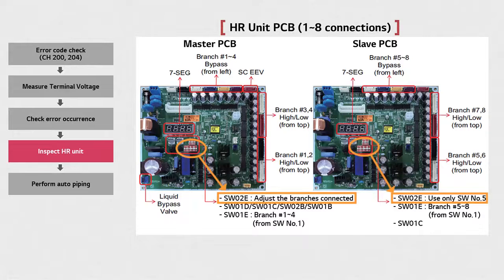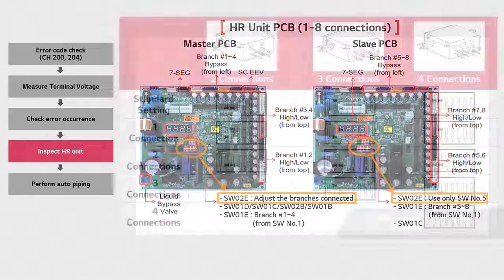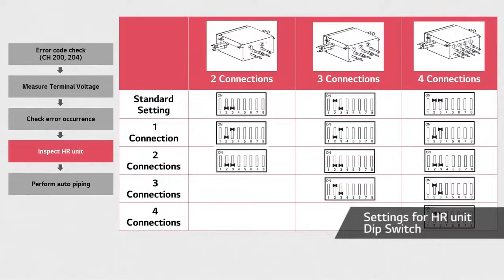On the other hand, for 8 branches HR units, the setting for the indoor units can be done by modifying the master main PCB's dip switch, number 2, 3, and 4. A picture of an 8 branches HR unit's PCB is shown. The dip switch has to be set according to the number of indoor units and branches connected. For example, when a 4-connection model is connected to 3 connections, switch number 2 should be on, and switch number 3 should be off, as shown in the picture.